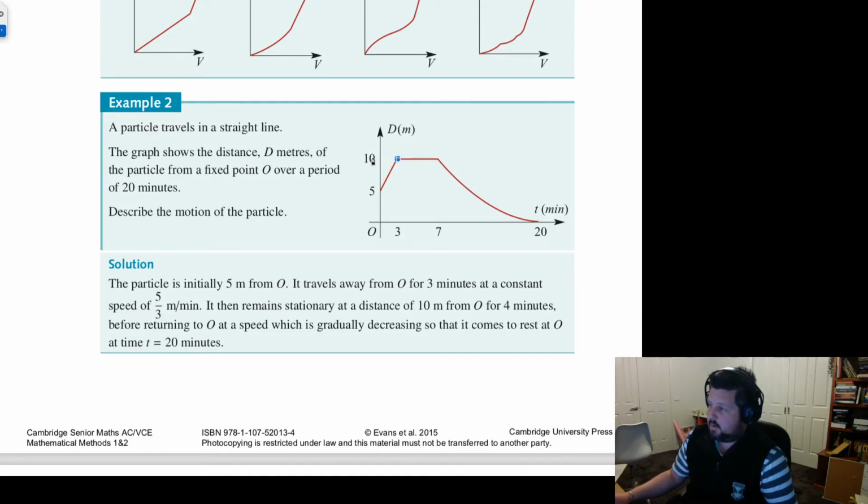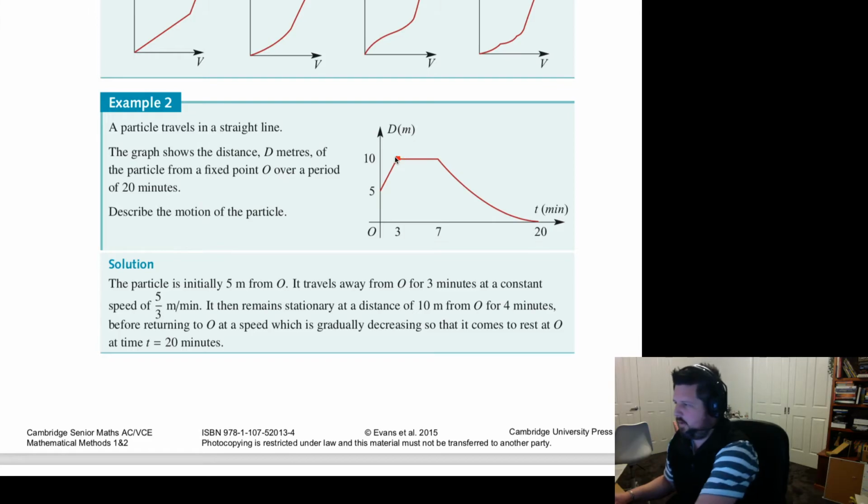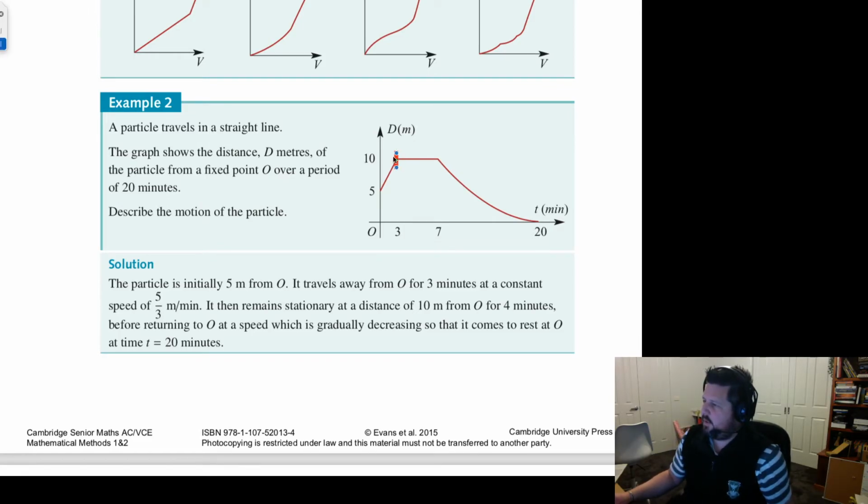It's not moving any distance away from the 10 meters. It's just sitting there at that 10 meters. Now, to work out how long it's sitting there at that 10 meters, you can see from here, from the 3, where it's got the straight line and it's not moving, to the 7, that's a time of 4 minutes. So for 4 minutes, it's just sitting at 10 meters away from the origin, not moving, which is what we're describing there.